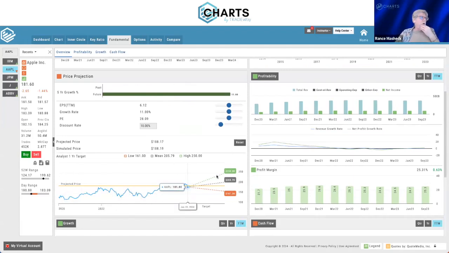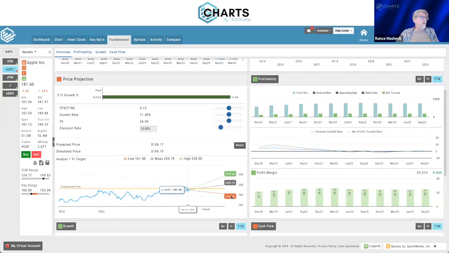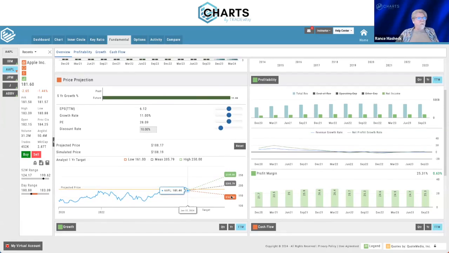So this is a 1-year projection. So this is a 3-year history. So we kind of keep it proportionate, 3-year history, 1 year forward on what the analysts think is going to happen there. So, again, that information is available there.